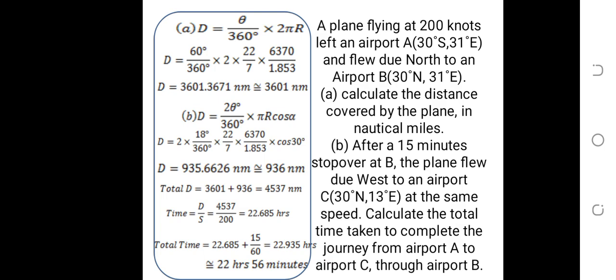B. After a 15-minute stopover at B, the plane flew due north to another airport C, 30 degrees north, 13 degrees east, at the same speed. Calculate the total time taken to complete the journey from airport A to airport C through airport B.